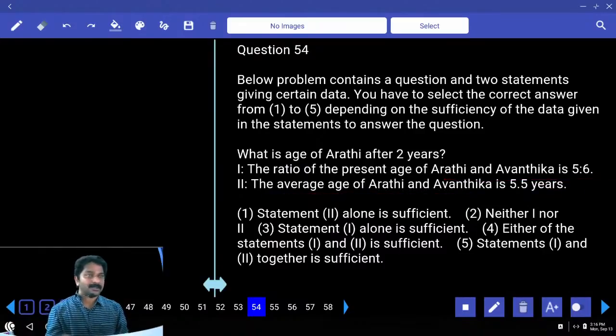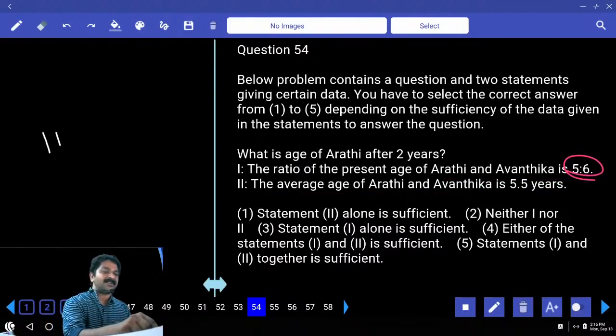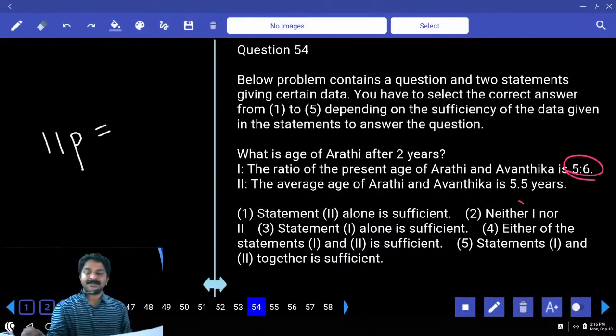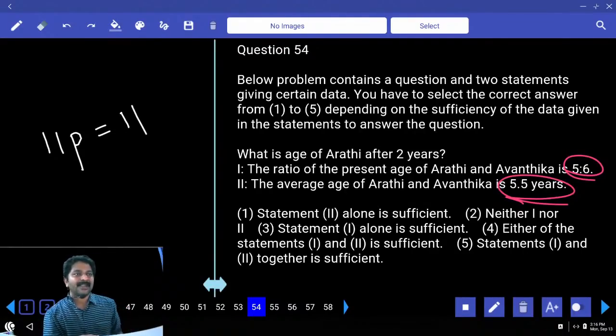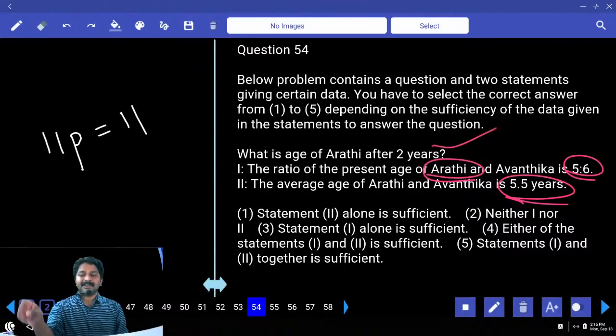When you use both, the sum of their ages in terms of parts is 11 parts, and in terms of years that is 5.5 into 2, that is 11. So from this we were able to calculate one part value. Hence we can calculate Arati's age. When you know her age, you can definitely calculate the age after 2 years. So answer: both statements together are required to answer the question. Are you guys following? Next.